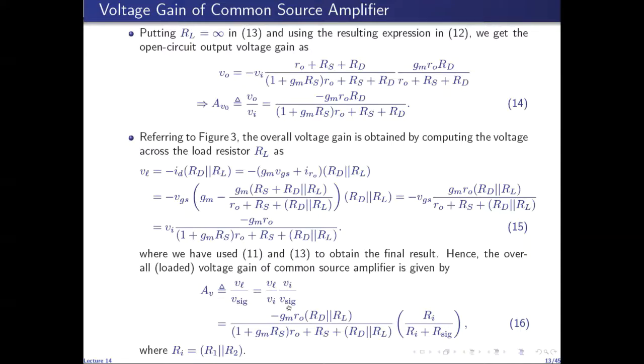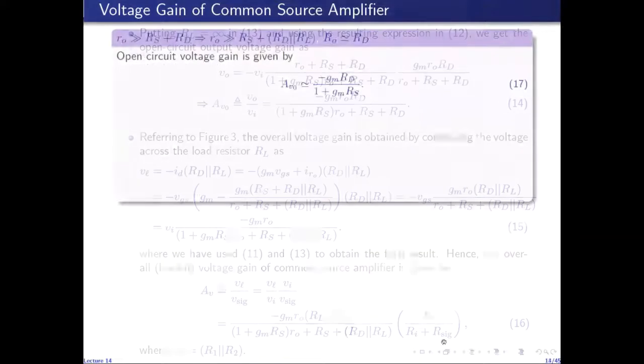So VI over VS is equal to this loading factor on the input side, because VI is RI divided by RI plus RS times VS. So VI over VS is this factor. And we've already found RI to be equal to this simple parallel combination. So this is the overall voltage gain, or the loaded voltage gain of the common source amplifier.